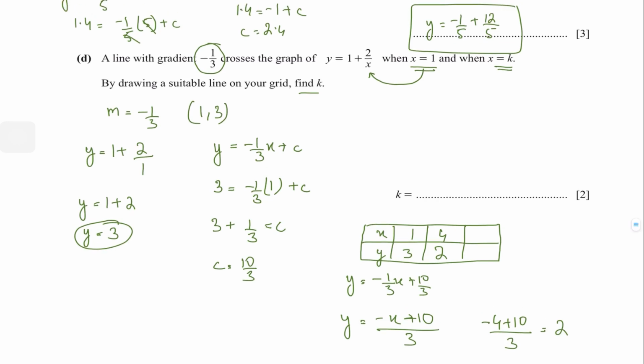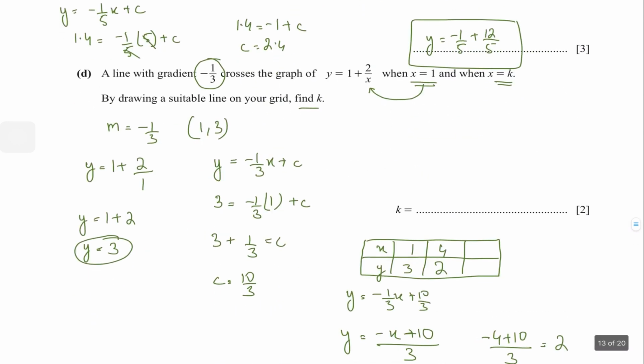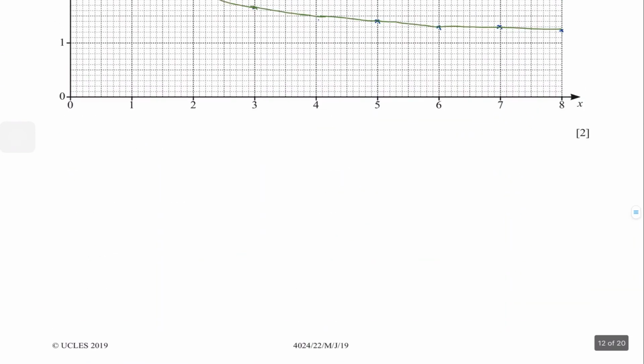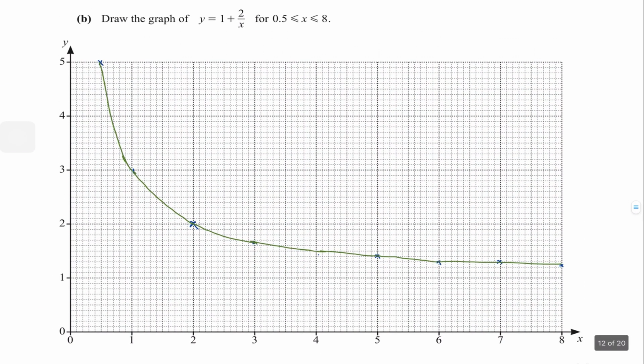So the 2 points I have are (1, 3) and (4, 2). Let's mark these 2 points on our graph. (1, 3) is going to be here and (4, 2) is going to be here. I'm going to join these 2 points with the help of a straight line, and obviously I'm going to extend my line to see where it goes.